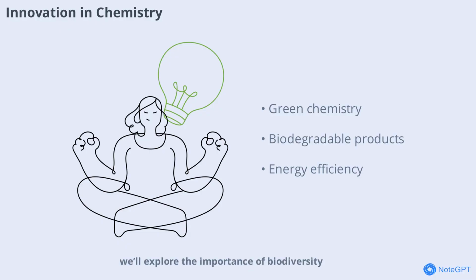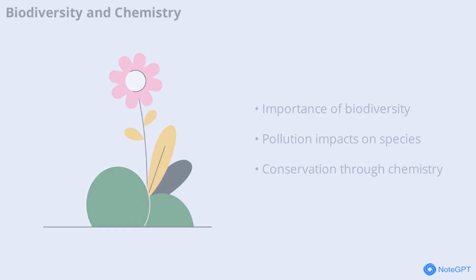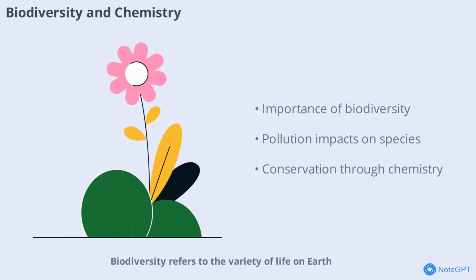Next, we'll explore the importance of biodiversity. Biodiversity refers to the variety of life on Earth, from tiny microbes to large animals and plants. Environmental chemistry helps us understand how pollutants affect different species and ecosystems. Protecting biodiversity is crucial for ecosystem stability, food security, and human well-being. Pollution, climate change, and habitat loss are major threats. By studying these impacts, chemists contribute to conservation efforts.